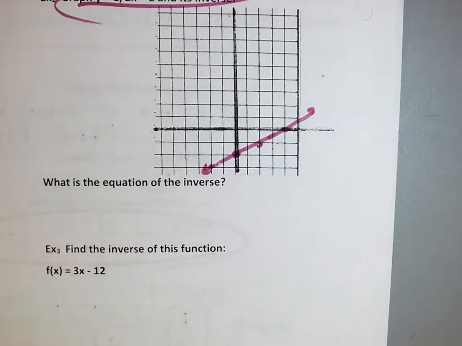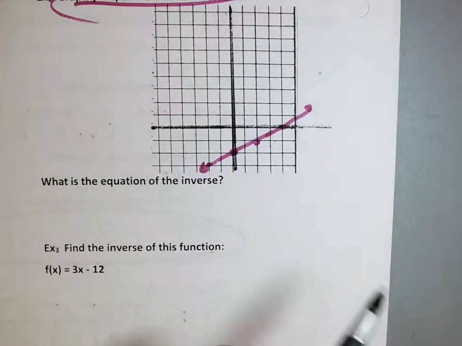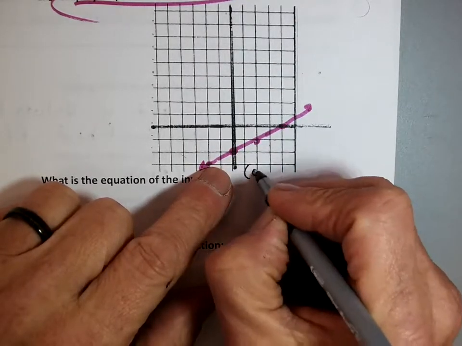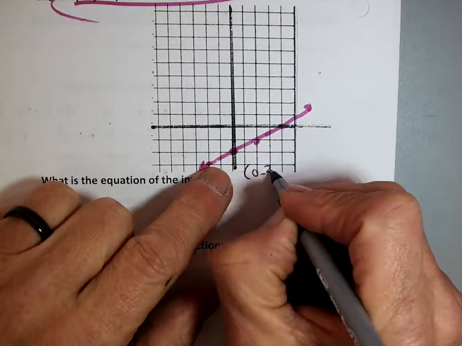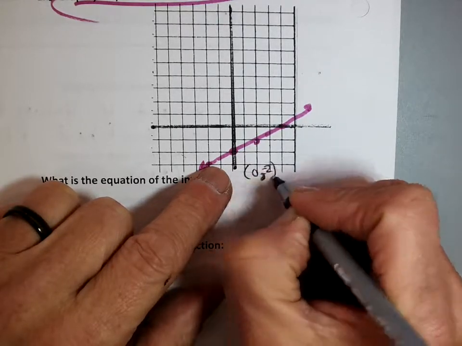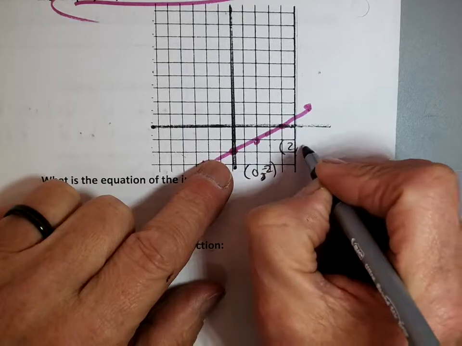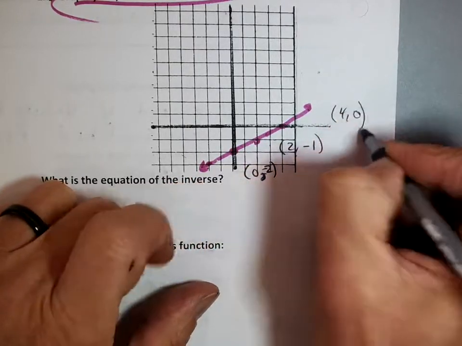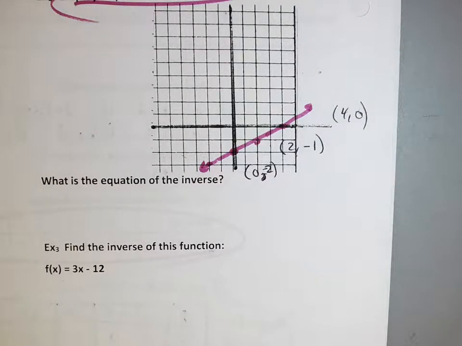Now I need its inverse. All right, to get its inverse, I'm going to just switch some points. So to get the inverse, let's see. This is the point 0, -2, right? This is the point 2, -1. This is the point 4, 0, right? So if I want its inverse, I'm just going to switch the points and graph the line. Okay? I'm going to switch the points.